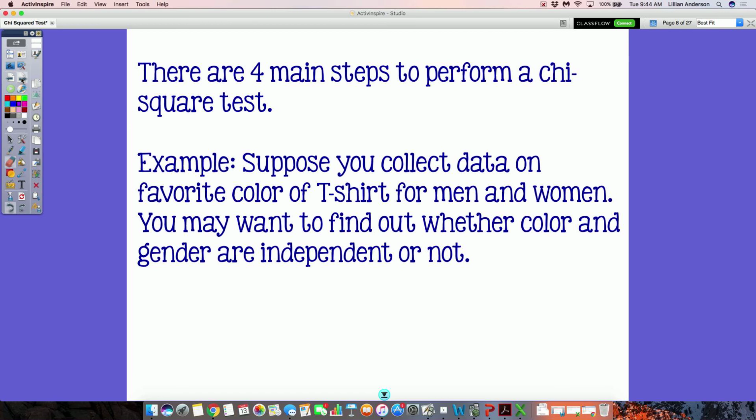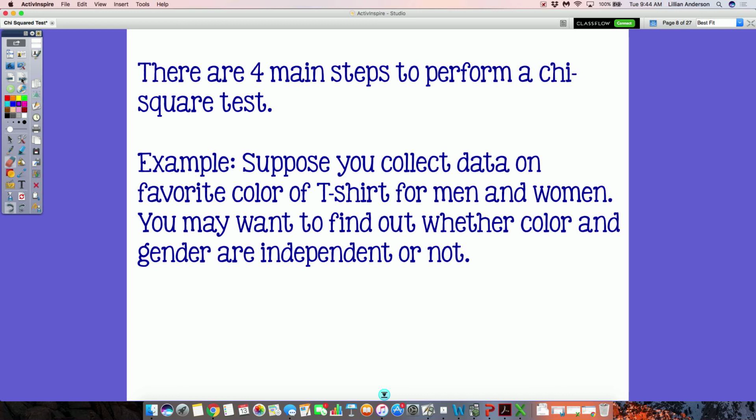Now realize, and I'll point this out, on examinations, on tests and things like that, you're going to be using 3 out of the 4 steps. But if you decide to do a chi-square test as part of your IA, then you'll end up doing all 4 steps, okay?